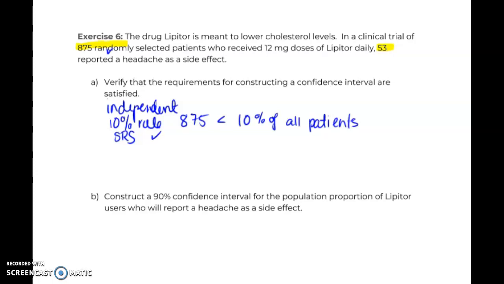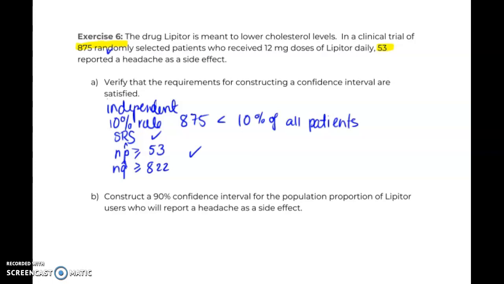And then the last one is that n times p hat and n times q hat have to be at least 10. Over here it tells us that the number of successes is 53. That's our n times p hat, which tells us the other 822 did not have headaches. So yes, that is given as well.